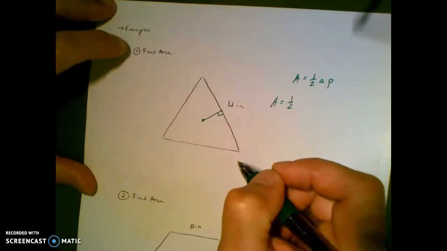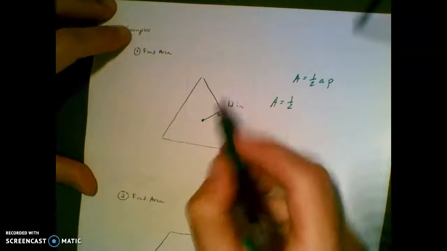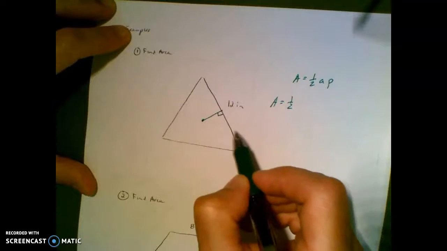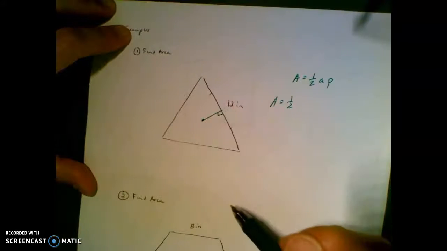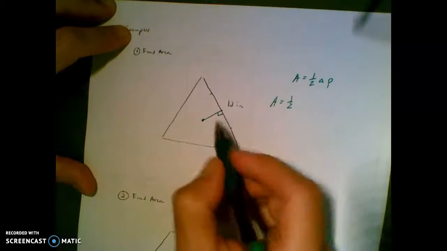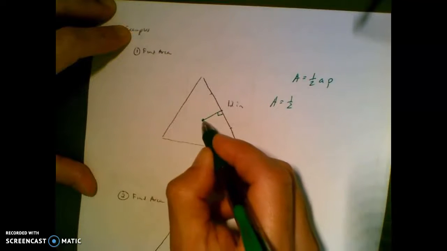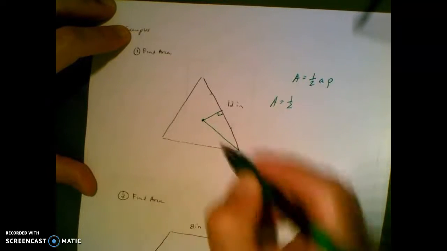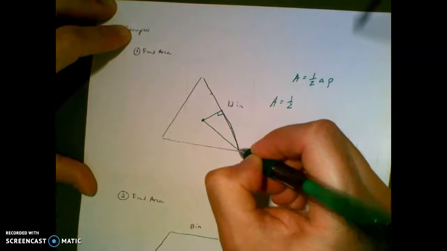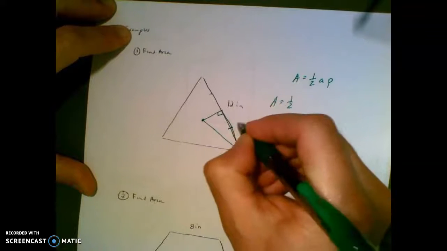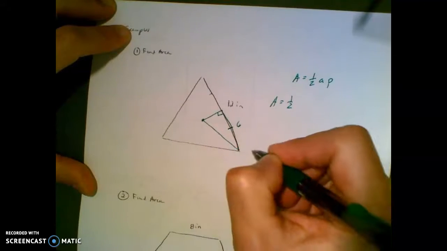Now I didn't give you the length on this, but we can figure it out. Notice that the apothem, when it's perpendicular to a side, cuts the side perfectly in half. So that's going to be equal to that. And then I have this side right here is my radius. So what I've made now is a right triangle. And this would have to be 6 because it has to be half of that 12.